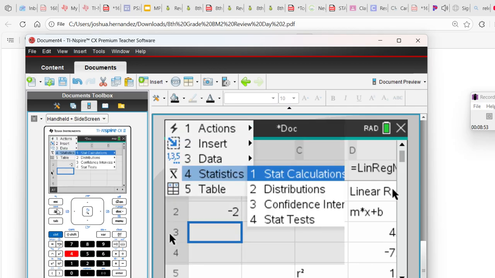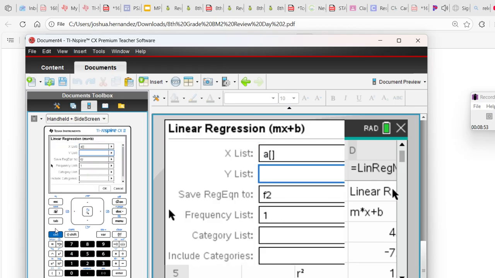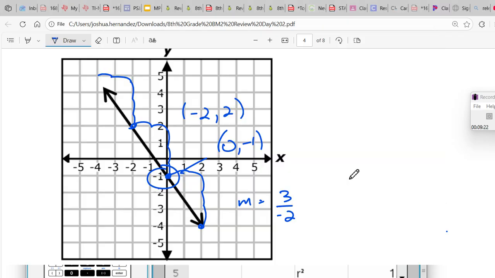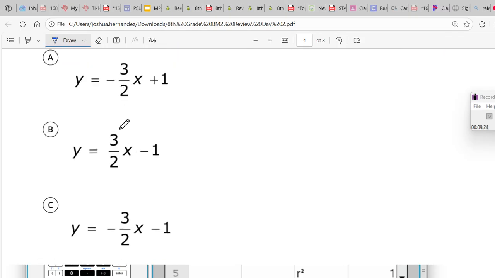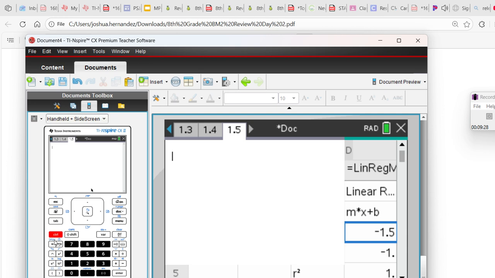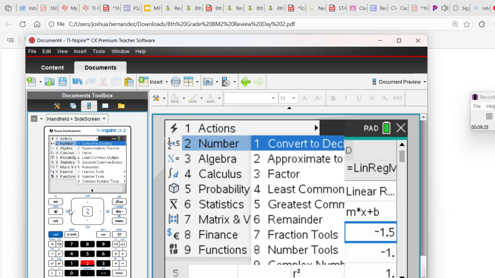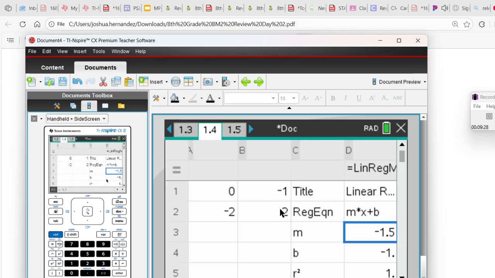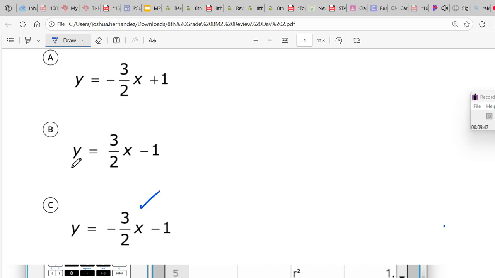Right here, go to menu 4, 1, 3. B, control this left-hand side, enter, enter. So this is my equation. Right here is negative 1/2 and 1. Okay, negative 1, we're good. So let's change that to a fraction. Control C, control dot, add a counter, control V, and then menu 2, 2. And there's negative 3/2. So we're looking for negative 3/2 and negative 1. Negative 3/2, right there's my answer. Pretty easy, guys. Make sure you know the tricks. You need to know this stuff.